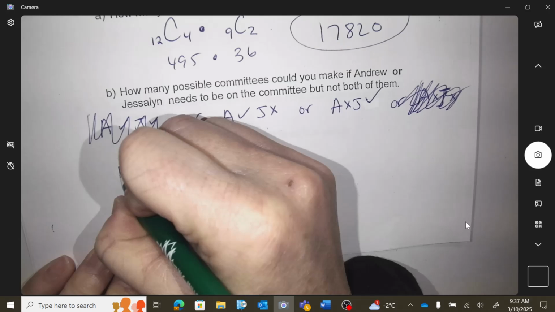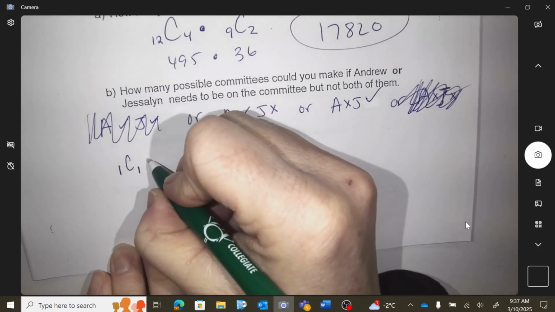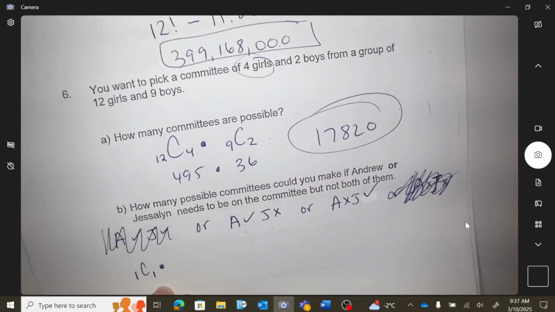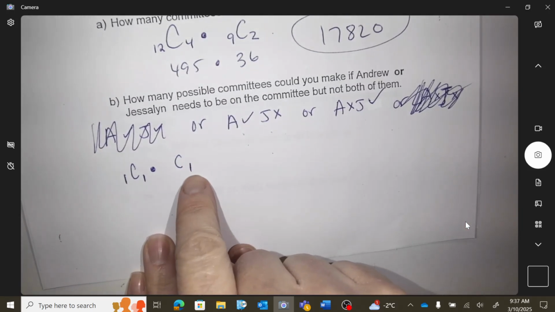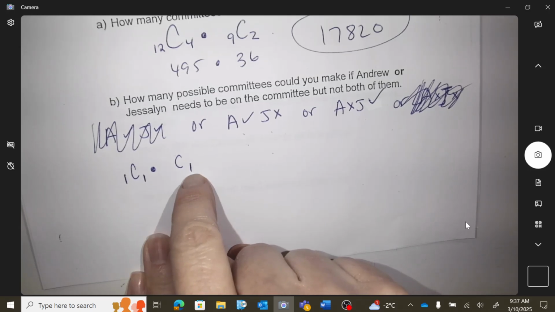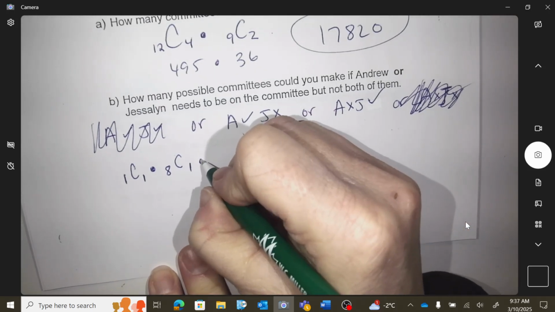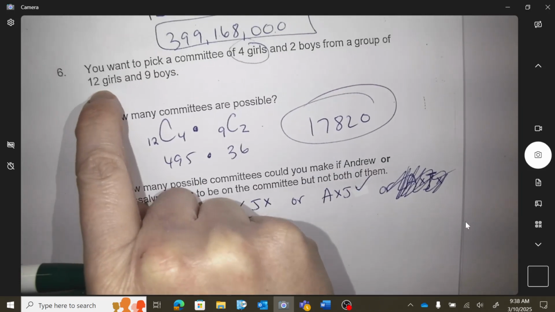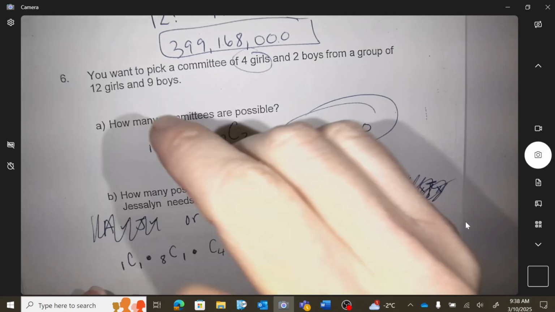If Andrew is on, technically you don't have to write this, but Andrew, choose Andrew. Okay, let's talk about boys. I needed 2 boys. So I've already put Andrew on there, so that is one of my boys. So I'm going to choose one more boy out of 8 options now. There's not 9 anymore. And I still need to choose 4 girls on this committee yet. How many options of choices? 11. Because remember now, this would be that Jesslyn is not allowed on.